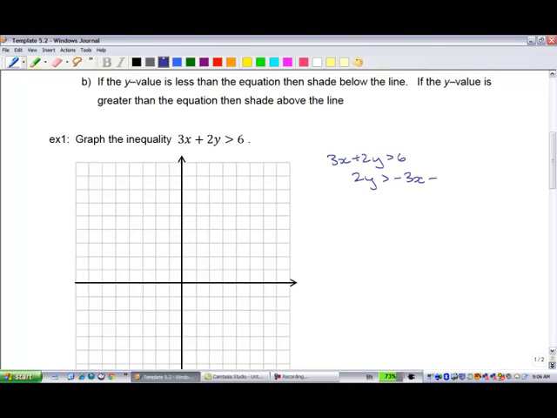So here we just subtracted 3x to the other side. That's not a big deal. And here we divide by 2. So we get negative 3 halves x, and 6 divided by 2 is 3. So there's our slope y-intercept form.